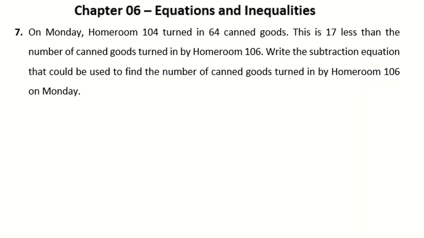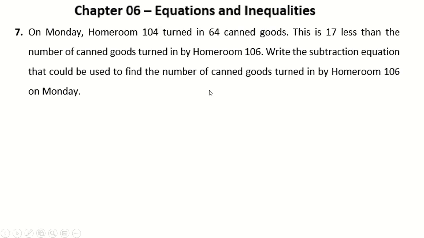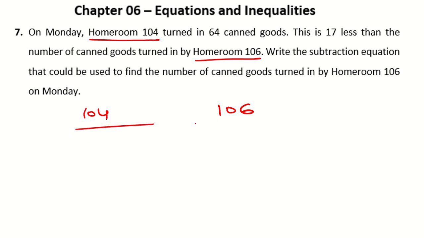Okay. Now next is, on Monday, homeroom 104 turned in 64 canned goods. This is 17 less than the number of canned goods turned in by homeroom 106. See, these are the names only. Okay, you can take like A and B. So, for homeroom 104 and here 106. How many canned goods does it have? 104 has 64. So, this is the main information here, 64.